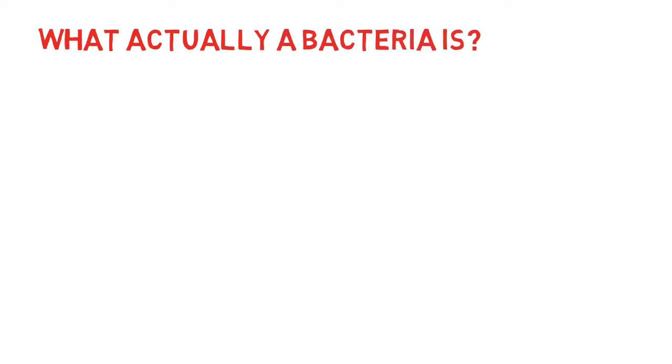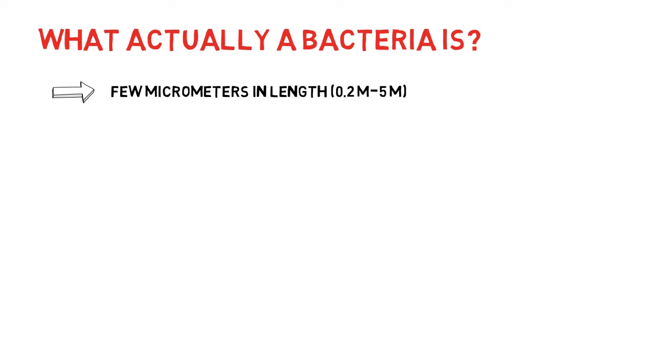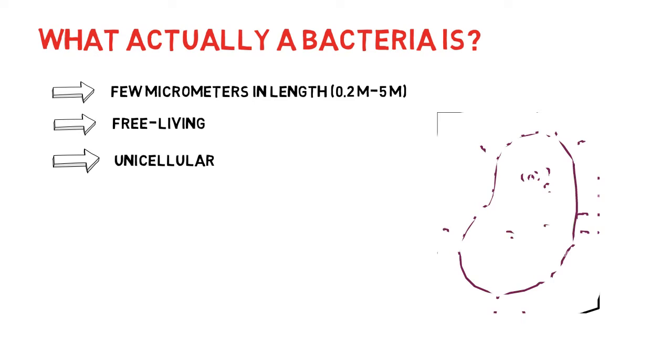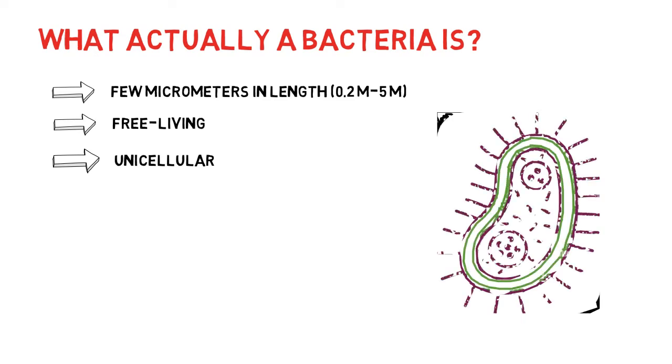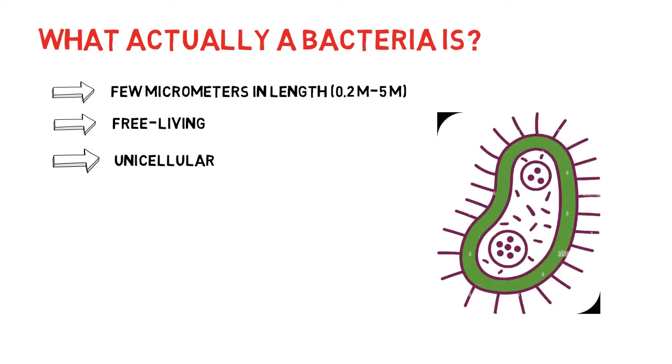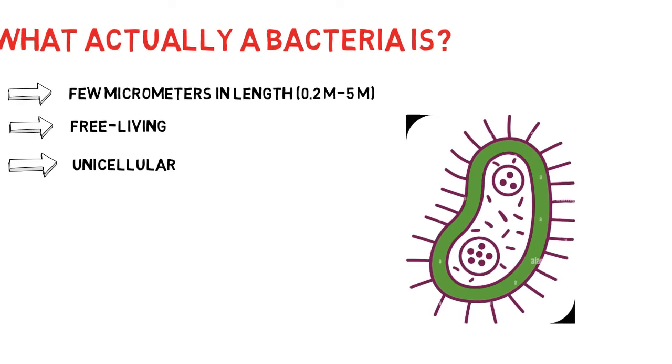A bacterium is typically a few micrometers in length, ranging from 0.2 to 5 micrometers. They are mostly free-living organisms consisting of one cell, meaning they are unicellular. In the coming videos, we'll discuss different bacteria, how they cause diseases, and their specific laboratory diagnosis. Also, we're going to learn about microbiology lab equipment, and how different tests are performed both manually and in automation.